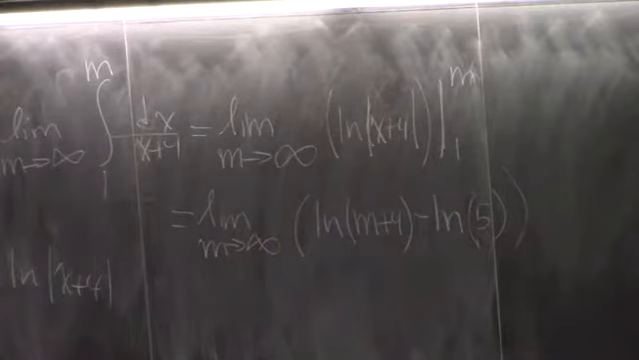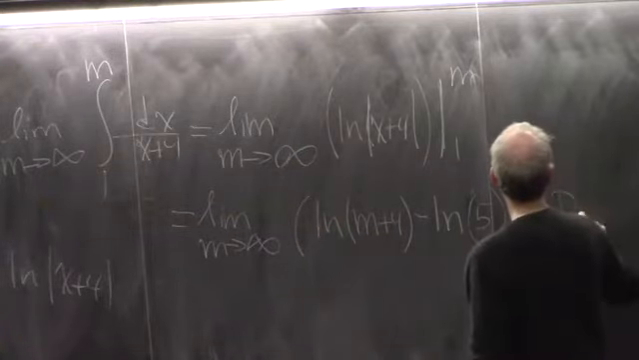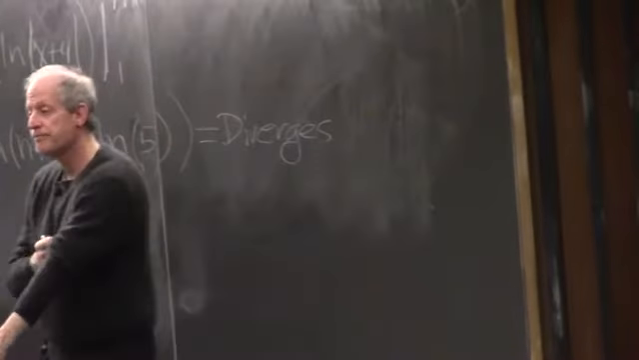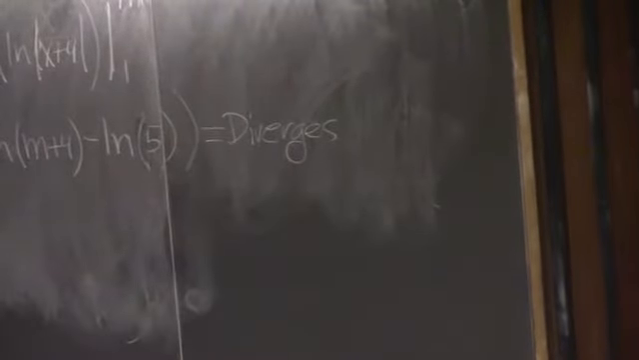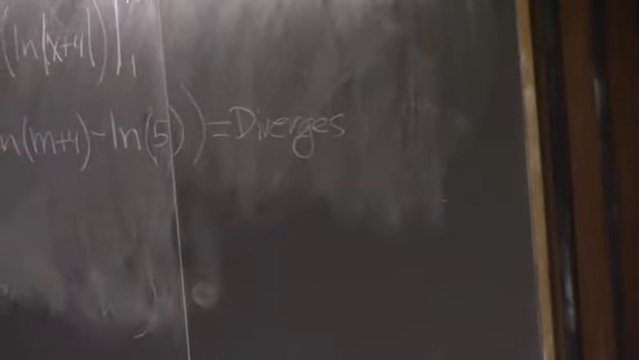Now what happens as m goes to infinity to the log of m plus 4? You do the log of infinity, and that's infinity. Right? So this becomes infinite, so this diverges, so you're done. It doesn't matter what the other number is. Once you get to the integral, and part of it becomes infinite, then the whole thing is infinite, and forget it. You should write diverges.